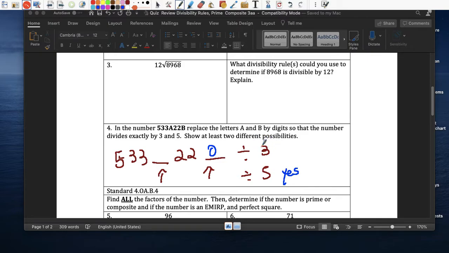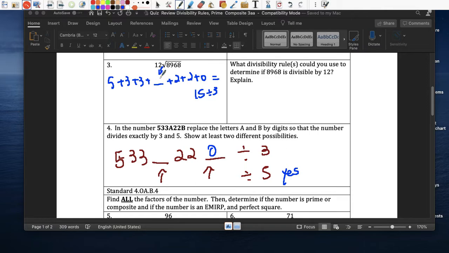If the last number is 0, it's divisible by 5, yes. Now, to be divisible by 3, I have to add 5 plus 3 plus 3 plus this number plus 2 plus 2 plus 0, and that has to be divisible by 3. So what do we have so far? 5 plus 3 is 8. 8 plus 3 is 11. 11 plus 2 is 13. 13 plus 2 is 15. So far I have 15, but I have to put a number in here, right? So is 15 divisible by 3? Can I divide 15 by 3? Yes, I can.